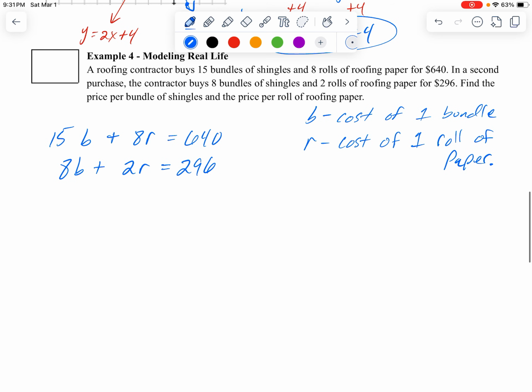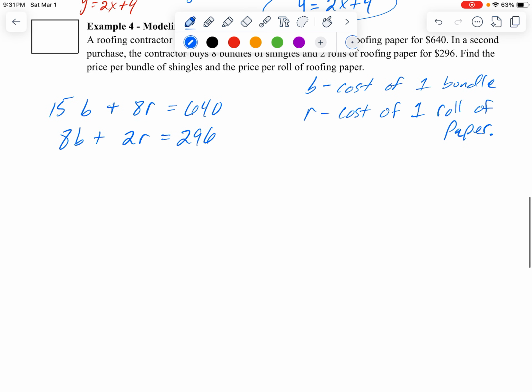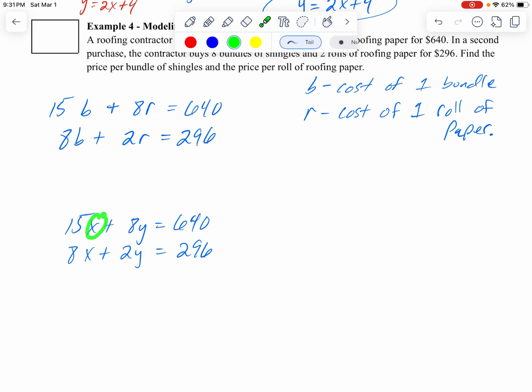And right now we're just solving this by graphing. So I'm going to want to put this into a program like Desmos or something. And Desmos is actually going to require us to use X and Y variables. So when you do that, you'll just need to change the B and the R. So we could write 15X plus 8Y equals 640. And 8X plus 2Y equals 296. And then we'll just have to remember that X now represents our bundles and Y represents our rolls.